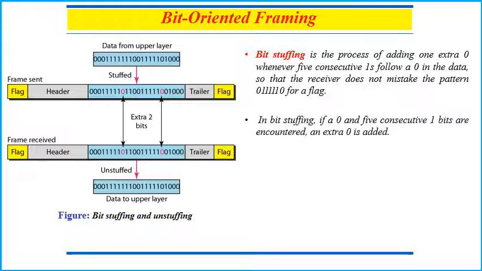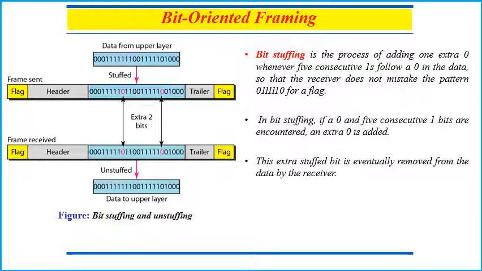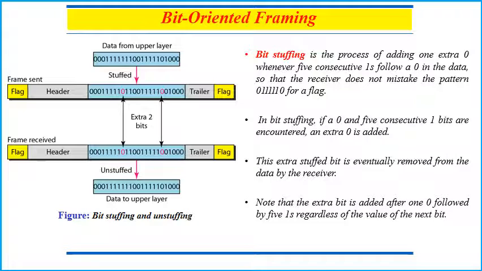In bit stuffing, if a 0 and 5 consecutive ones are encountered, an extra 0 is added at the end of the portion. This extra stuffed bit is eventually removed from the data by the receiver. Note that the extra bit is added after a 0 followed by 5 consecutive ones regardless of the value of the next bit.